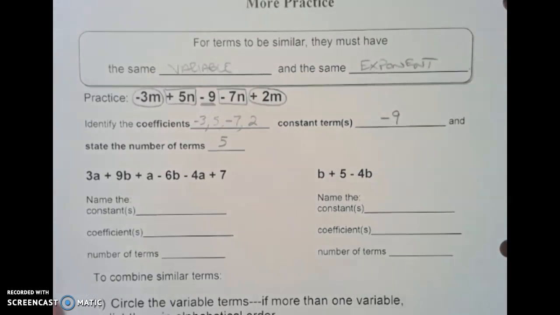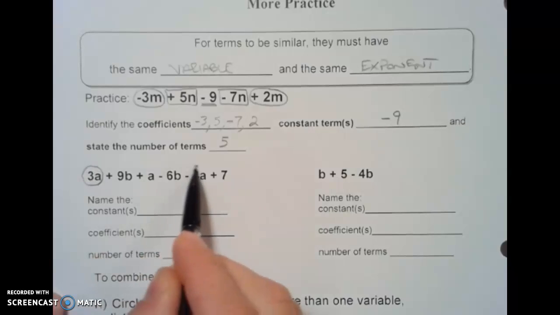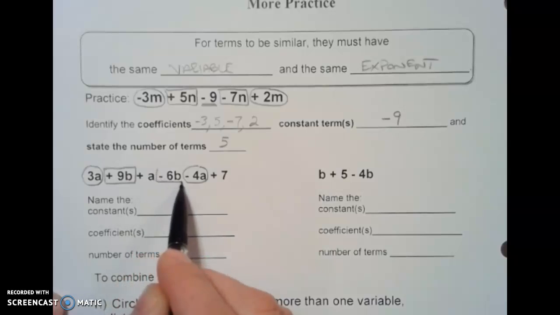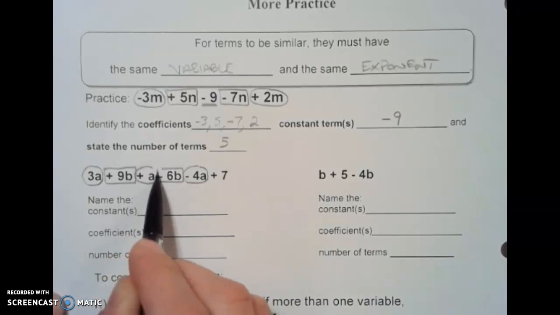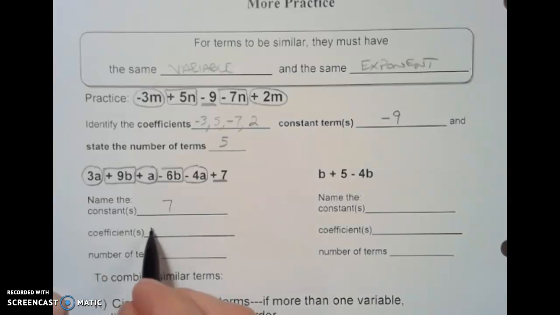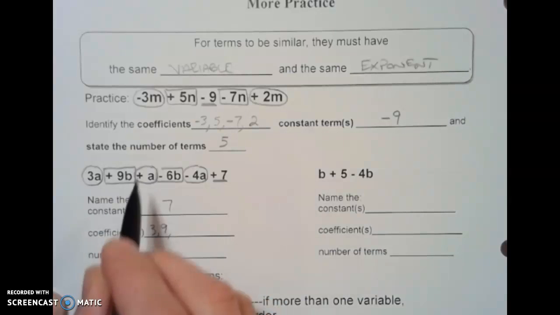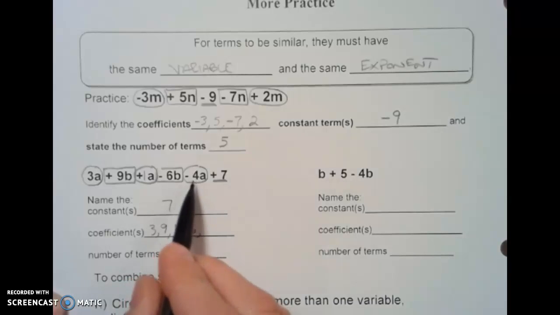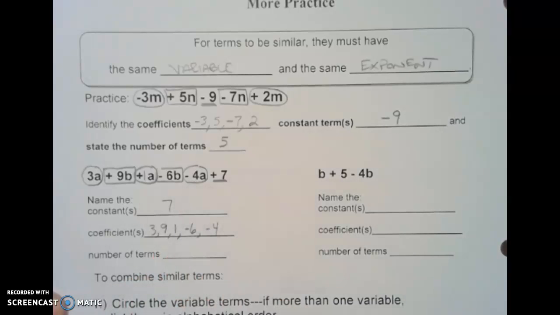Underneath, I've got positive 3a, negative 4a, boxes around positive 9b and negative 6b. Ooh, and I forgot a positive a there that I can circle, and underline the constant 7. So that's my only constant, 7. My coefficients are positive 3, positive 9. Remember, there's a positive 1 right there when the variable's all by itself. Negative 6 multiplying b, and negative 4 multiplying a. And again, just count them up. 1, 2, 3, 4, 5, 6 terms in this expression.